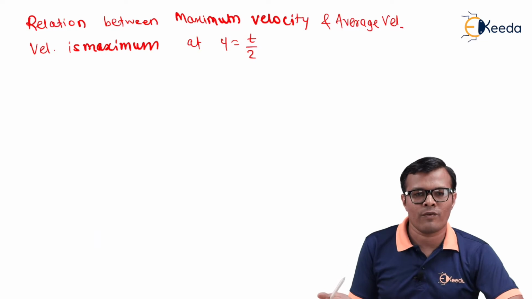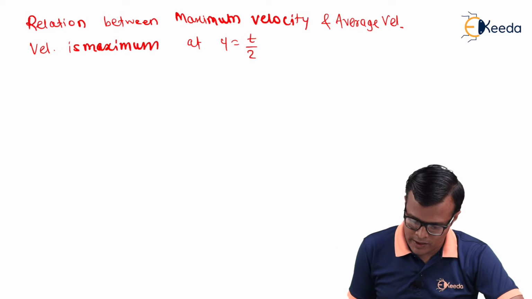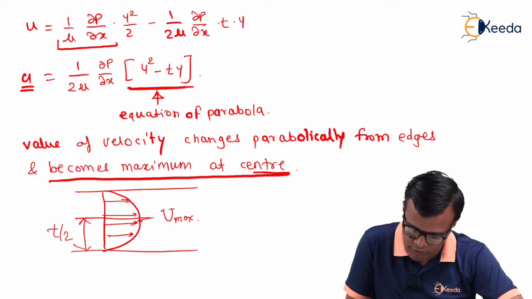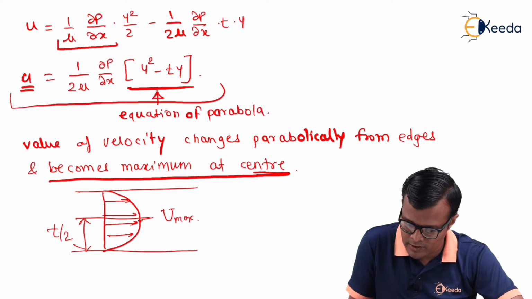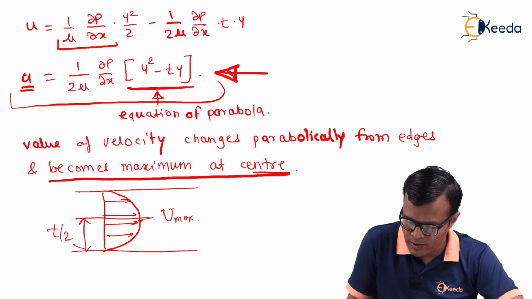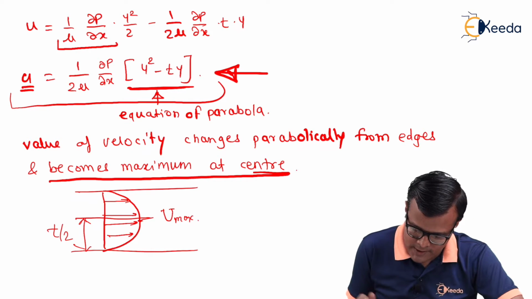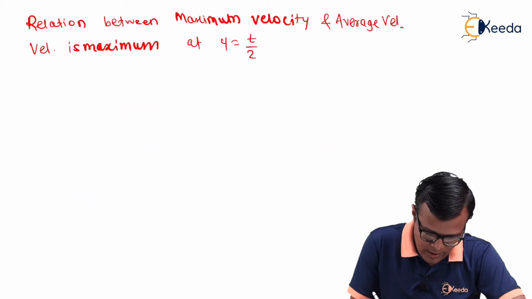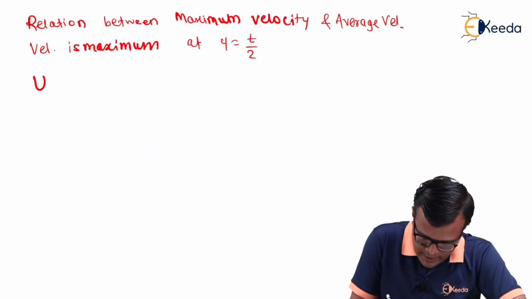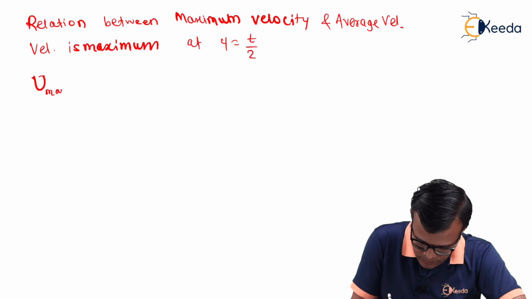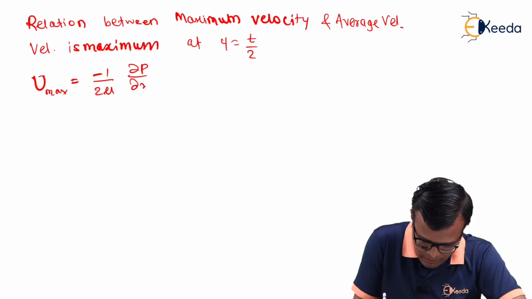So just putting the value of y equal to t by 2 in the equation that we have formed over here in this figure, this is a very important relation. So putting the value of y equal to t by 2 in this equation, we can comment that u max equals minus 1 upon 2 mu delta p upon delta x.